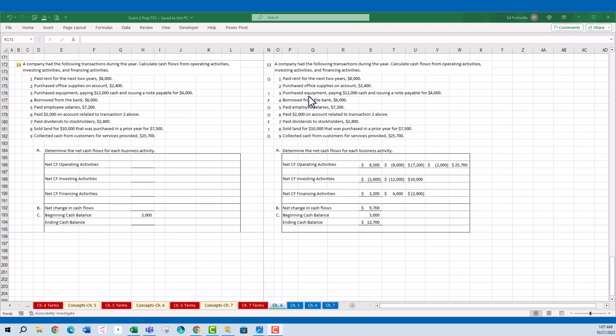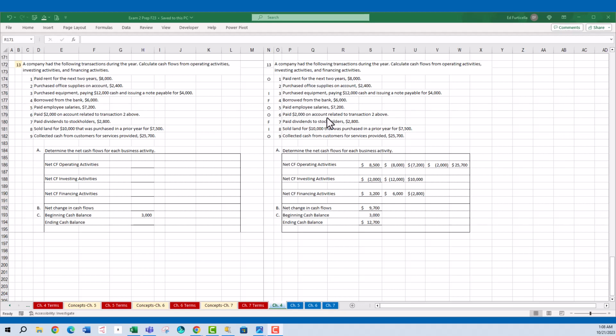Number 3, purchase equipment paying $12,000 in cash and issuing a notes payable. Because we're purchasing long-term assets, it's an investing activity. Number 4, borrowed money from a bank. Anytime we borrow money from a bank, it's a financing activity. Paid employees' salaries, operating activities. Salaries are part of the daily operations of a company.